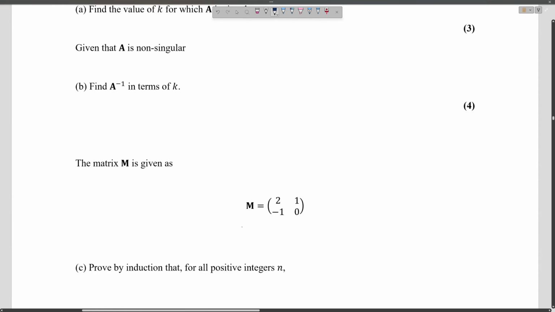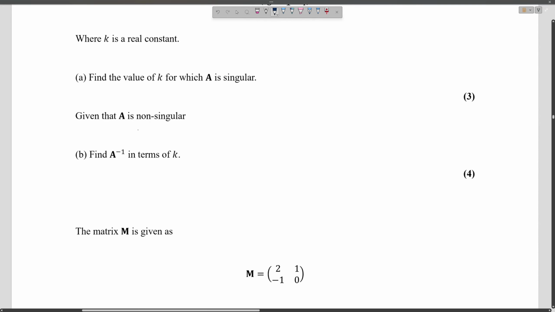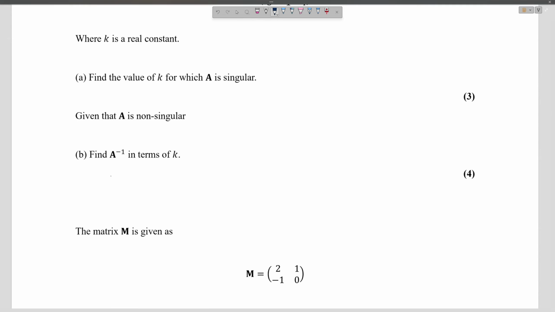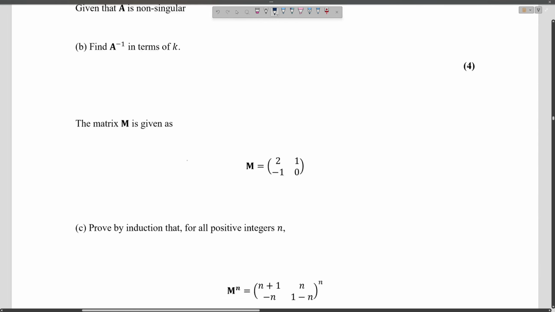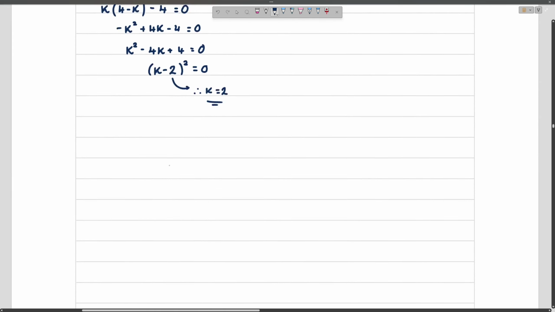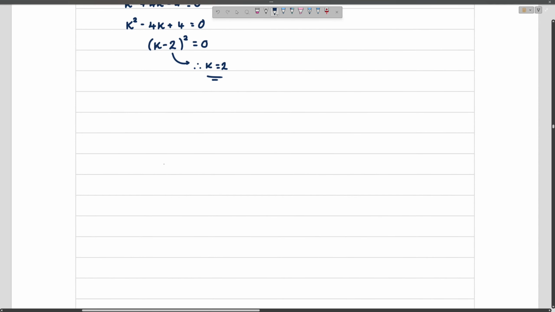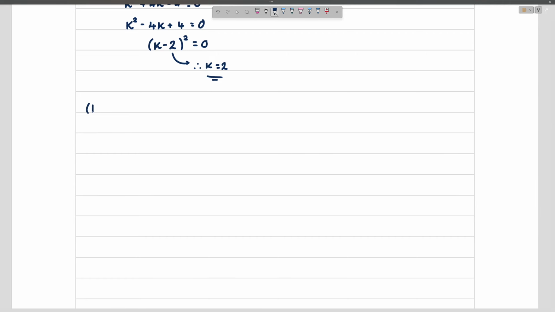Now for part B then, we're given that the matrix A is non-singular. And for part B then, we want to find the inverse of the matrix A in terms of k. Now, for 1 extra mark here, part B is a lot more work. So do take your time here and just be very, very cautious as you work through part B.